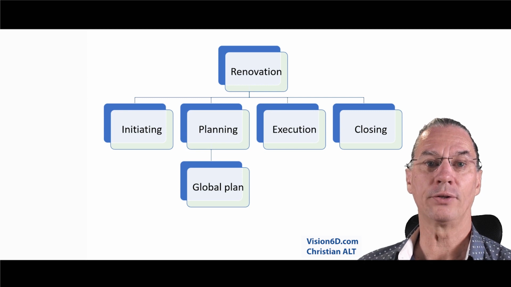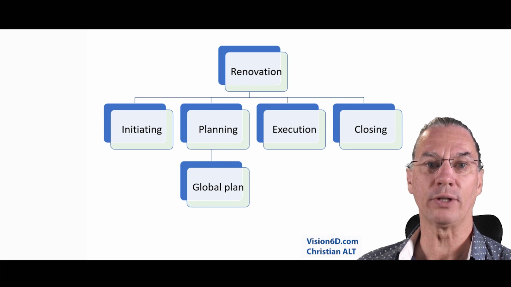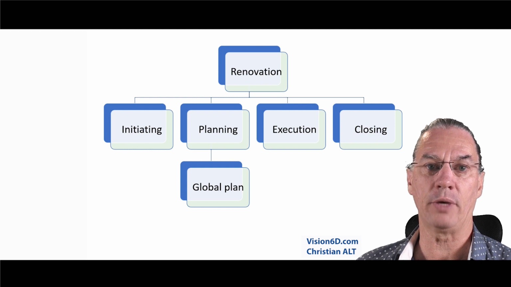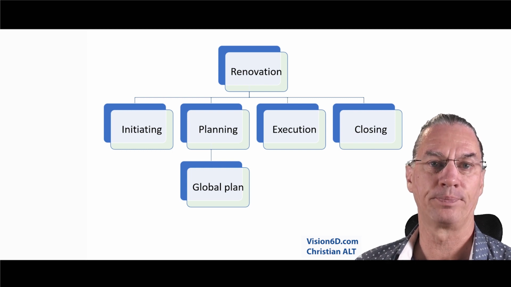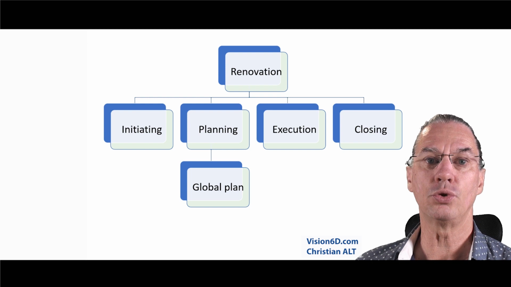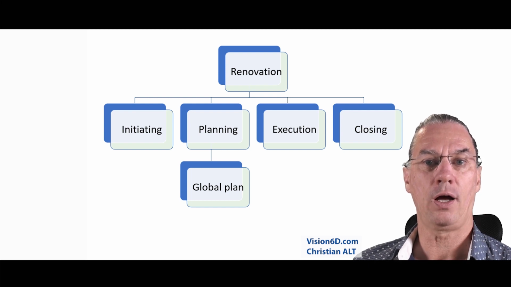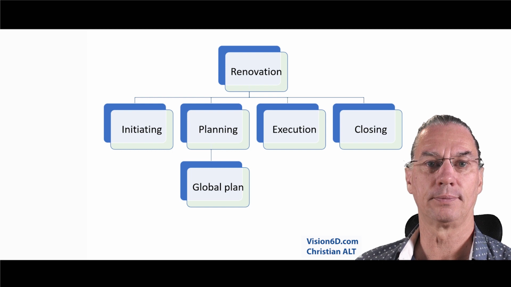There are also other ways to decompose a project. Like this, you see the renovation project with the first steps, which are initiation. Then you have the planning part, and then the execution, and finally the closing. And I showed just here down on the plan how we could further decompose by having a global plan, and later on maybe a detailed planning would come. So this is a different way to use WBS to structure a project.